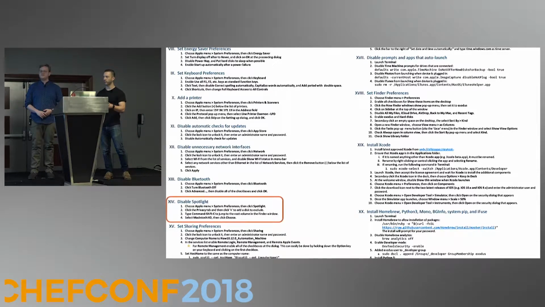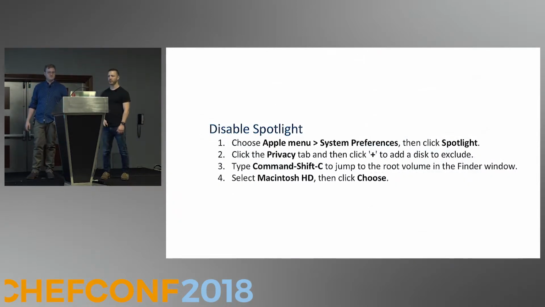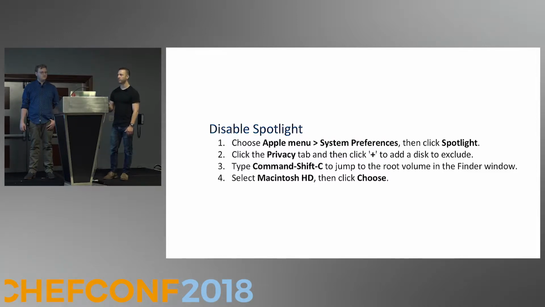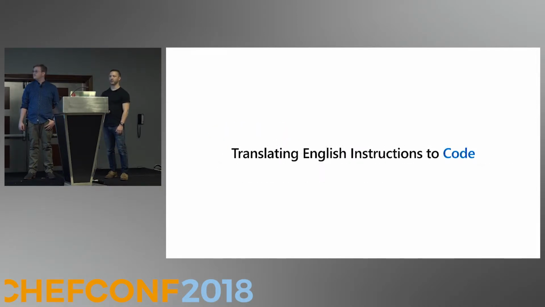But I want to focus on one step in particular, which is disabling Spotlight. This is step 14 in the middle of like 6 pages. Disabling Spotlight, pretty straightforward. Go to the Apple menu, System Preferences, Spotlight, Privacy tab, hit plus, Command-Shift-C, go to the root volume, Mac.hd, you get it. In this case, we're disabling Spotlight because we want to save energy from building that metadata store over and over again. That's a lot when you're testing and building macOS, and so we want to save as much CPU power as we can. So our question and challenge was, how to turn these English instructions into code.